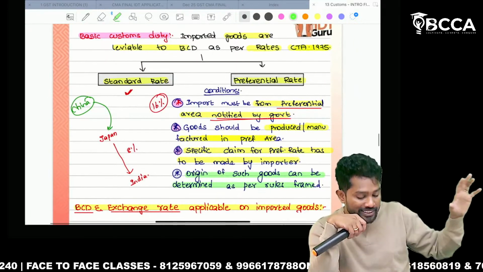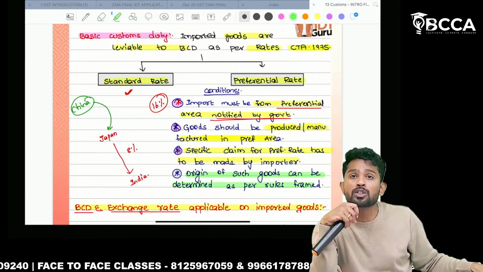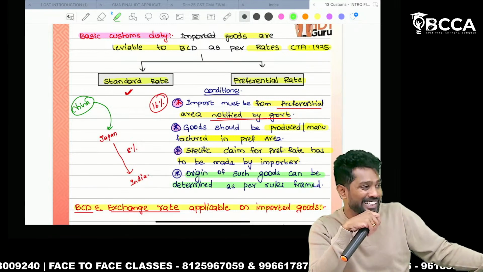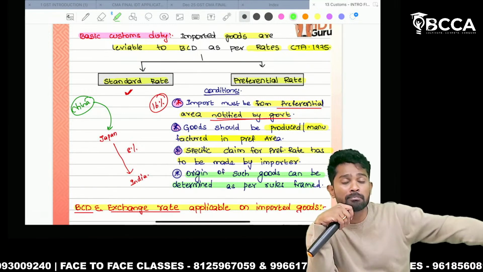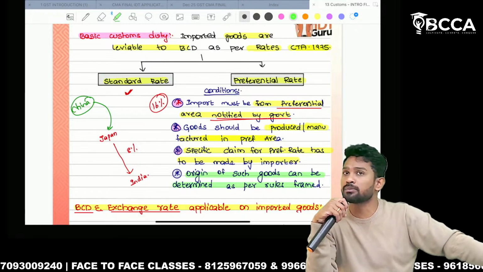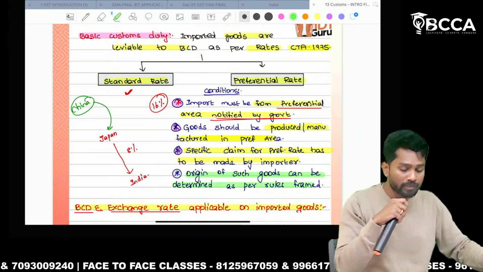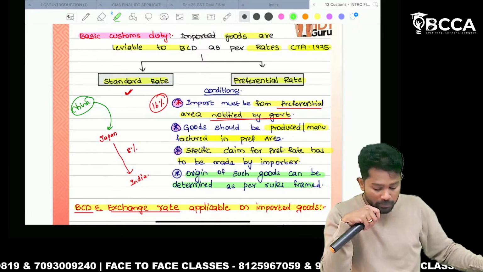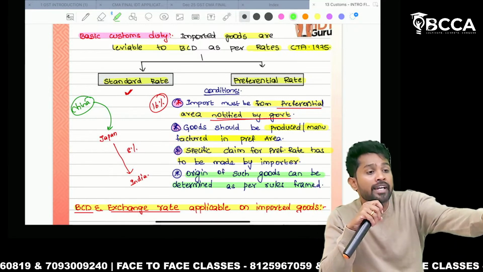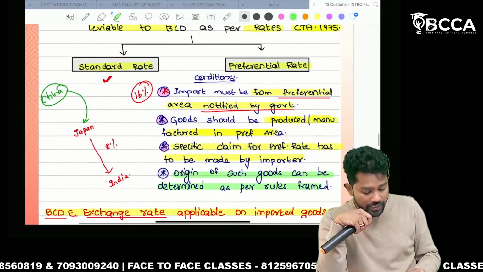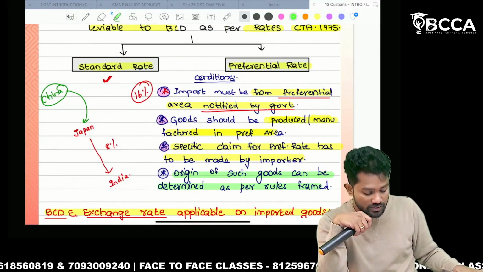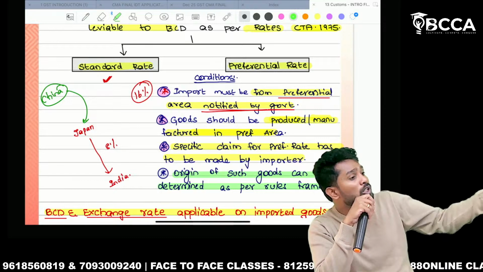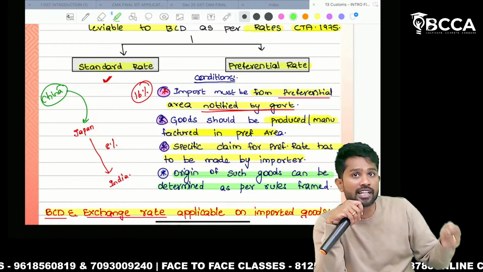Okay, so basic customs duty: imported goods are leviable to BCD as per the rates mentioned in the Customs Tariff Act, 1975. There are 2 rates. One is the standard rate and the other one is the preferential rate. To make the preferential rate applicable, certain conditions have to be satisfied. What are those? The import must be from a preferential area.